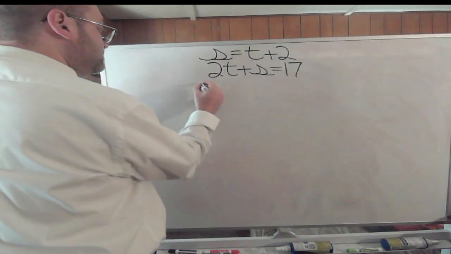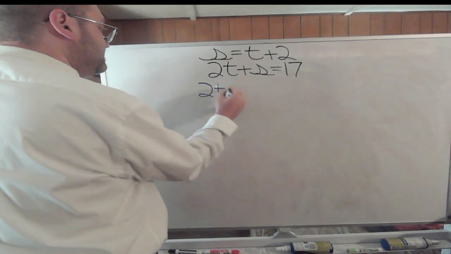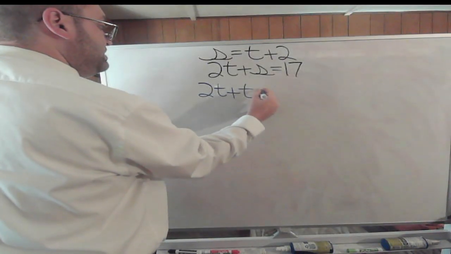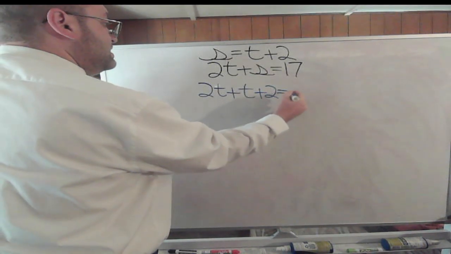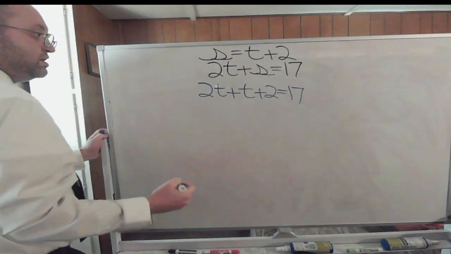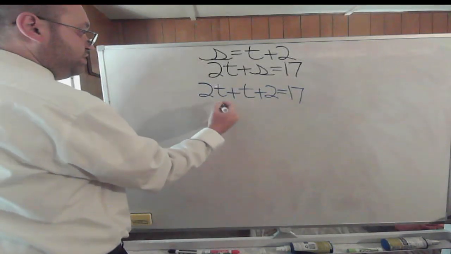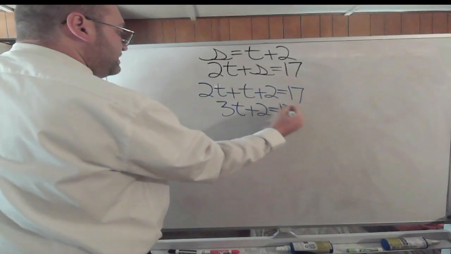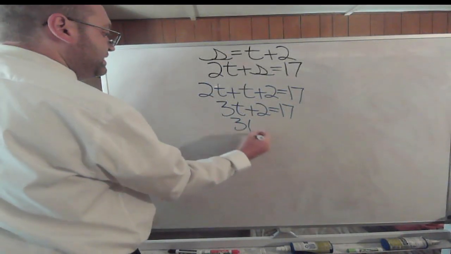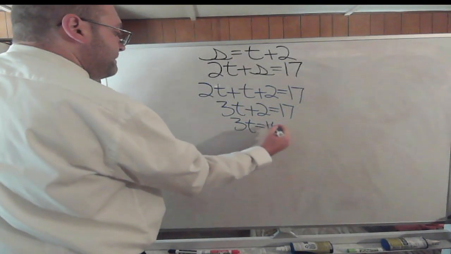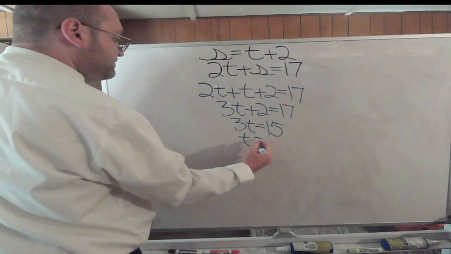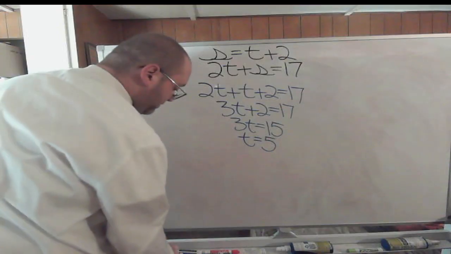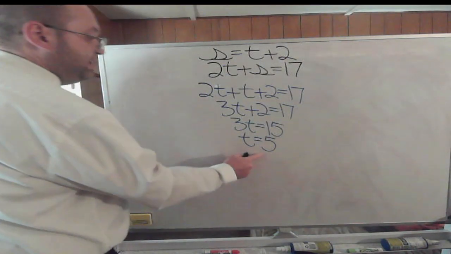So what this is going to look like is you'll have 2t plus your s value, which was t plus 2. So you'll take 2t plus t plus 2 is equal to 17. Well, this would give you 3t plus 2 equals 17, which has to mean 3t equals 15, which means t equals 5. So we found the t coordinate for the point of intersection. That's going to be 5.